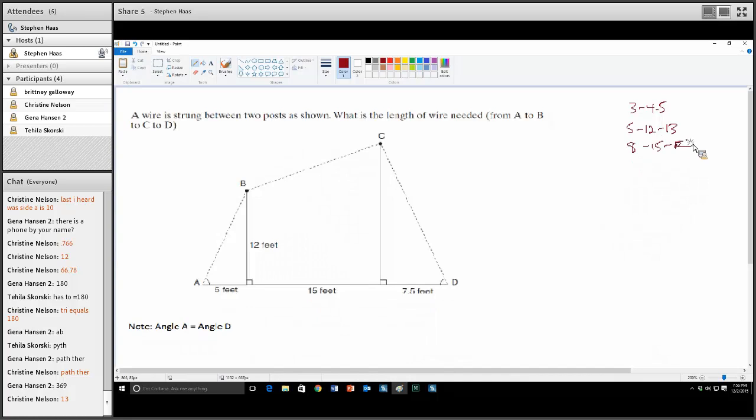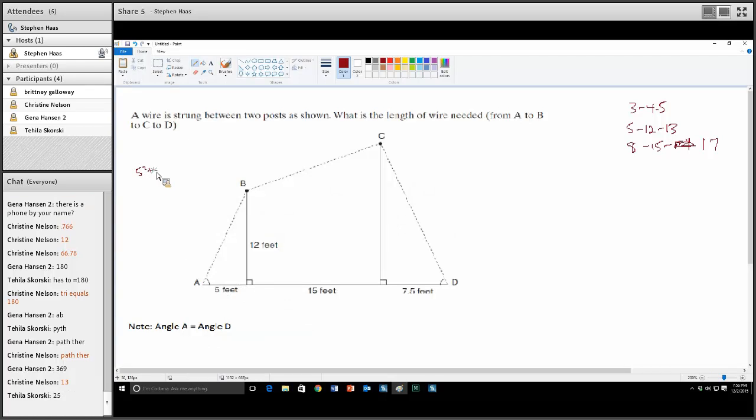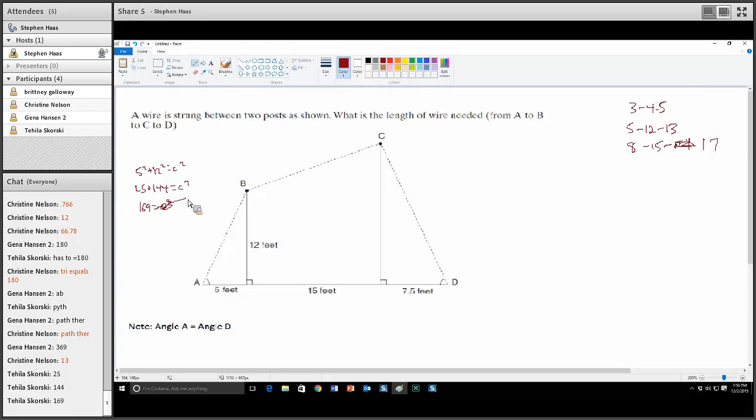Now, if you wanted to do the Pythagorean theorem, a squared plus b squared equals c squared, so 5 squared plus 12 squared equals c squared. 5 squared is 25, plus 12 squared is 144, equals c squared. That's 169 equals c squared, and that makes c 13. Okay, what's next?